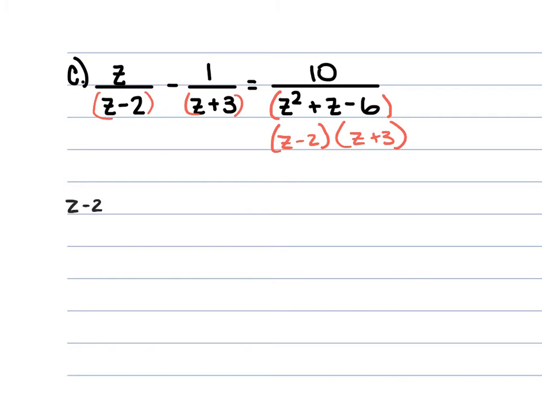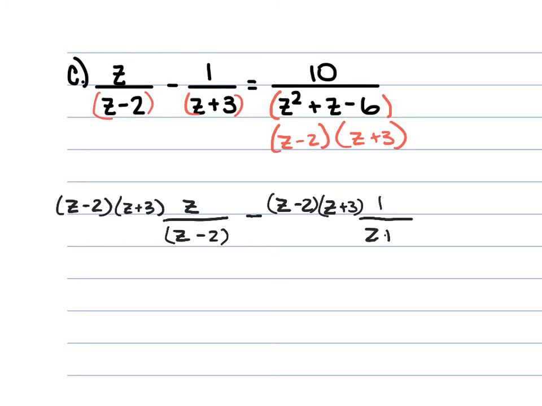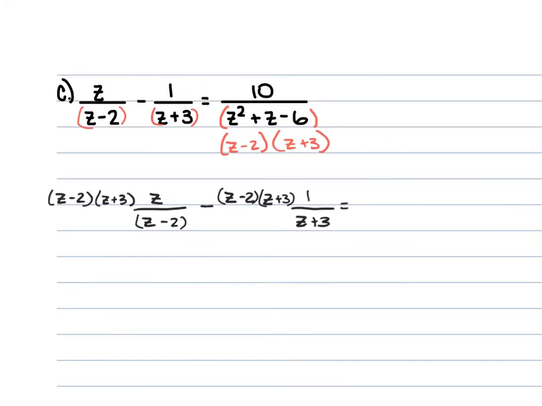So we're going to have z minus 2, z plus 3 times the first term. Then we're going to do the same thing for the second thing. We've got z minus 2, z plus 3 times the second term. And then finally, z minus 2, z plus 3 times the final term, which was z minus 2, z plus 3. So it looks like a lot, but the good news is that a lot of this ends up canceling out.